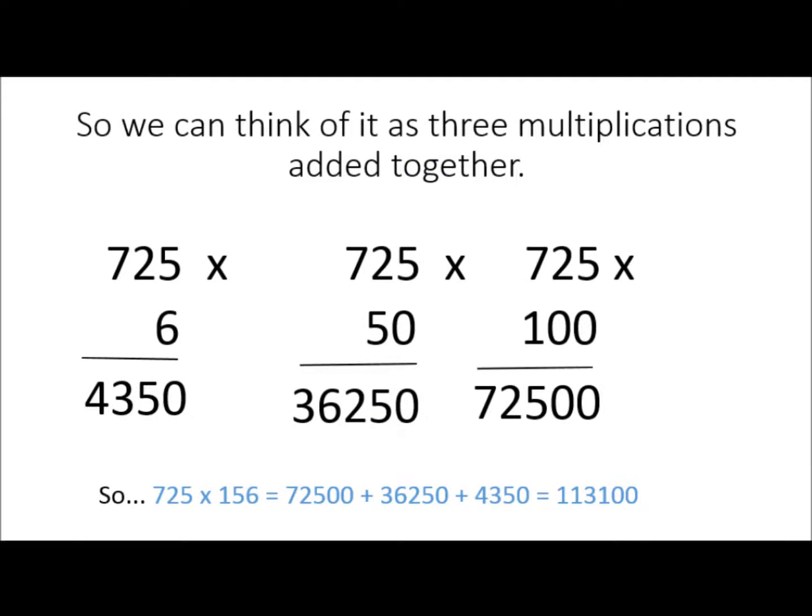And the final stage is to add up all the values. 725 times 156 is 72,500 plus 36,250 plus 4,350 is 113,100.